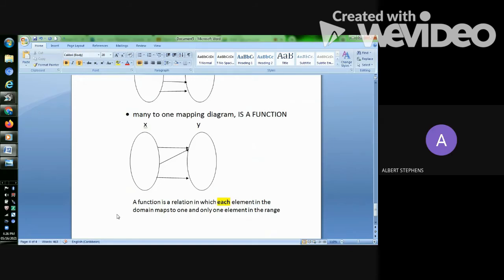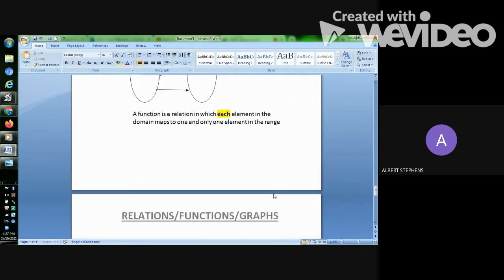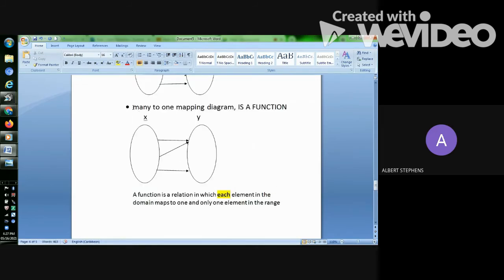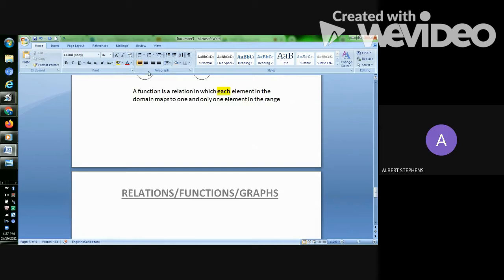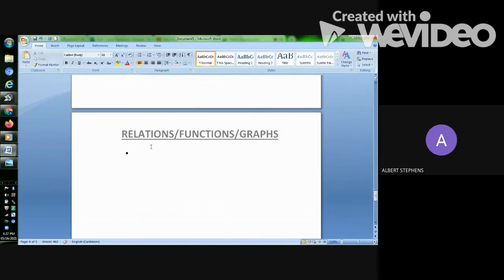All right, so we have another type of mapping called one to many mapping.